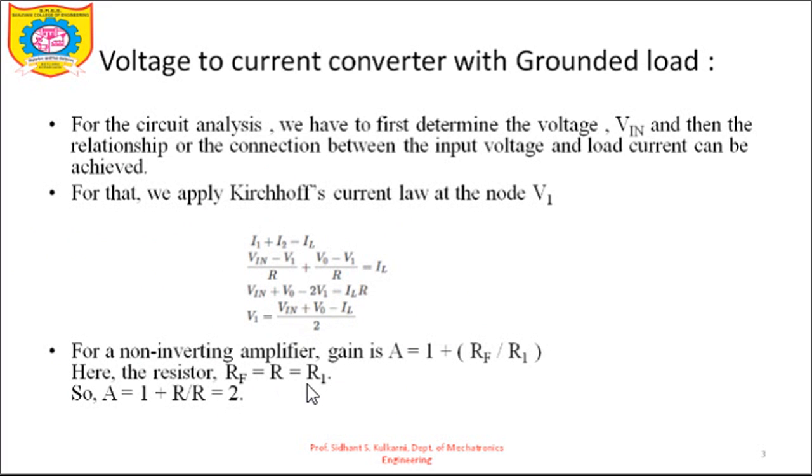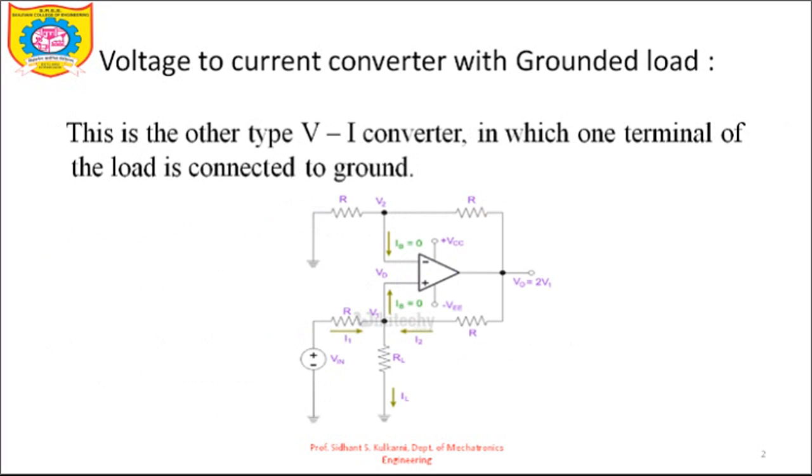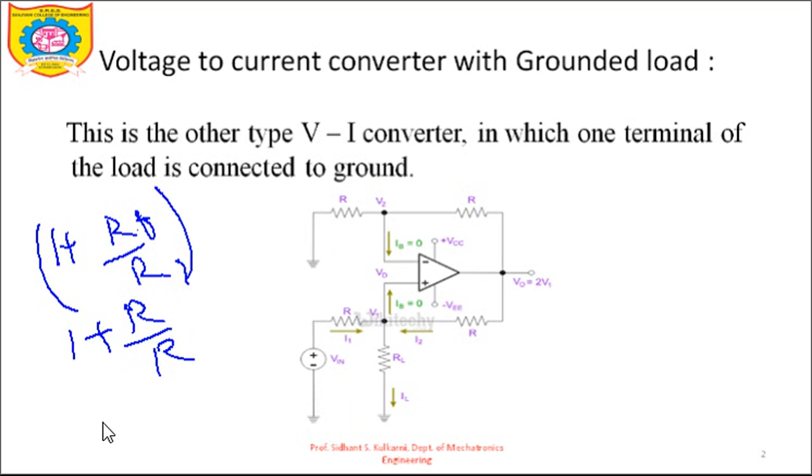Now for the non-inverting amplifier: why is it called non-inverting? You can see the input voltage is applied to the non-inverting terminal, while the inverting terminal is just used to take the feedback in terms of R and R. So what is the gain of a non-inverting amplifier? As we remember, it is 1 plus feedback resistor divided by input resistor R. Usually we write 1 plus RF upon R1, where RF is the feedback resistor and R1 is the input resistor. In this case, RF and R1 have the same value, so the gain will be 2. So V output we can write as 2 times V input, so V0 is 2V1.